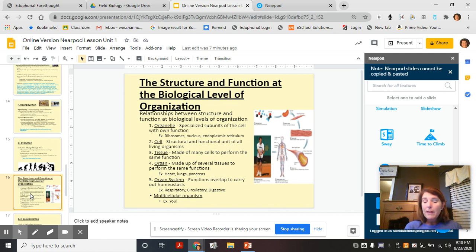Organelles make up a cell. Cells make up tissues. Tissues make up an organ like your heart. Organs make up organ systems, like your circulatory system has your heart in it and pumps blood throughout your body. And then organ systems make up an organism like you.